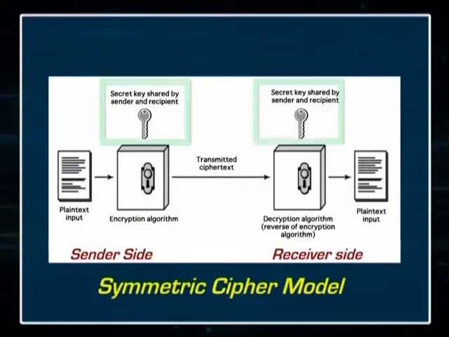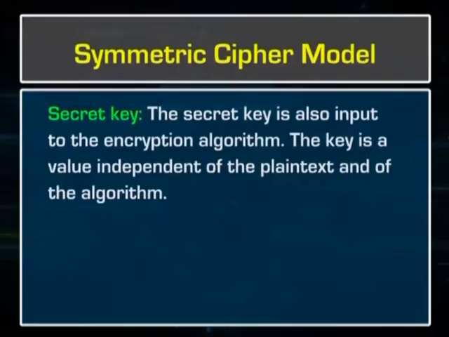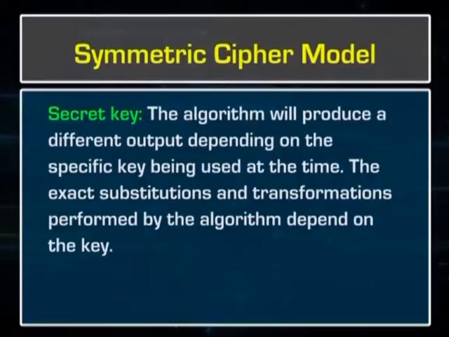Third is secret key. The secret key is also input to the encryption algorithm. The key is a value independent of the plain text and of the algorithm. The algorithm will produce a different output depending on the specific key being used at the time. The exact substitutions and transformations performed by the algorithm depend on the key.